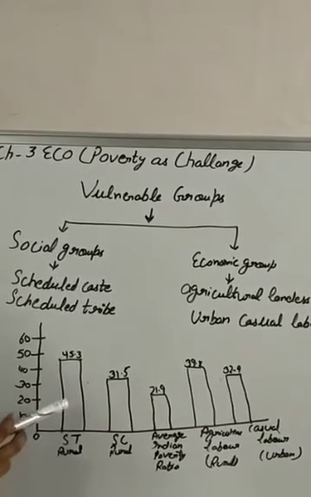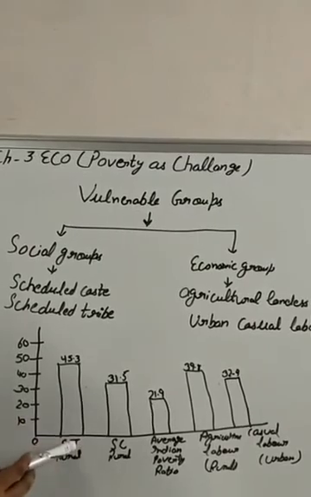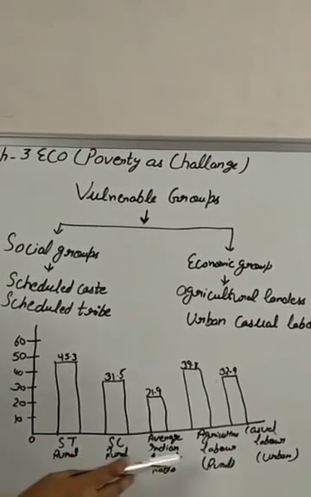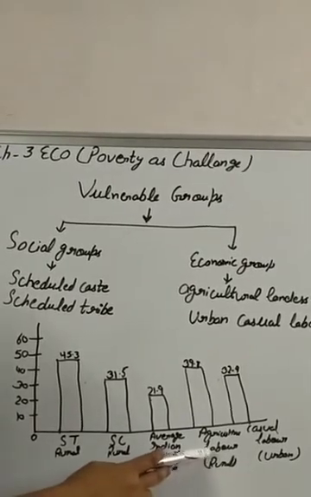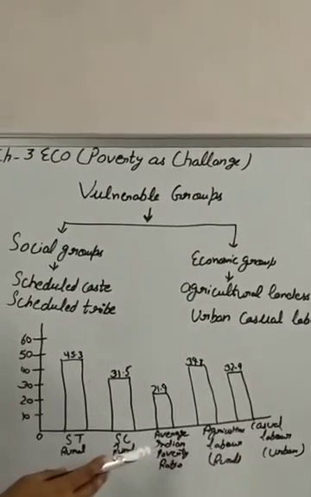And some recent studies have shown that except for the scheduled tribes, all the other three groups, the scheduled castes, rural agricultural laborers, and urban casual laborers, have seen a decline in poverty.